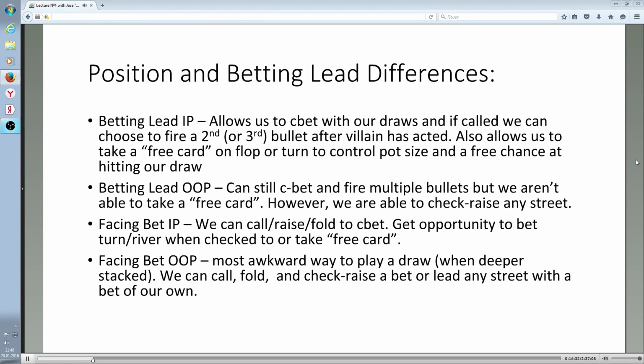Okay, some other differences when facing a bet in position. What I mean by that is we don't have the betting lead. Say we call the raise preflop on the button, so we're facing a bet in position. Once we face a c-bet, we can call, raise, or fold. And being in position, if we are checked to on any street, we can take that free card or bet if we choose to do so.